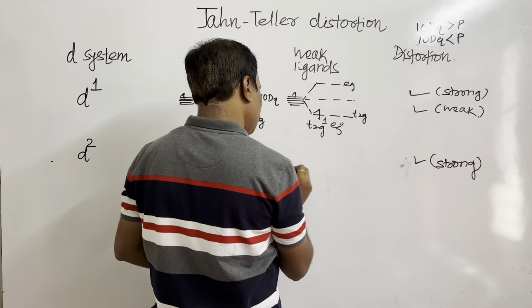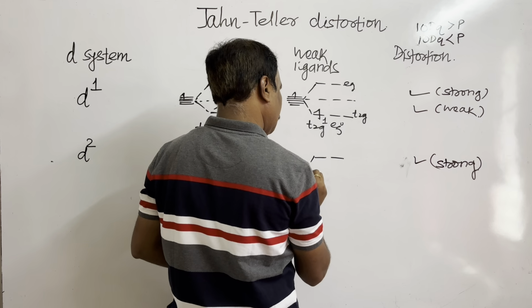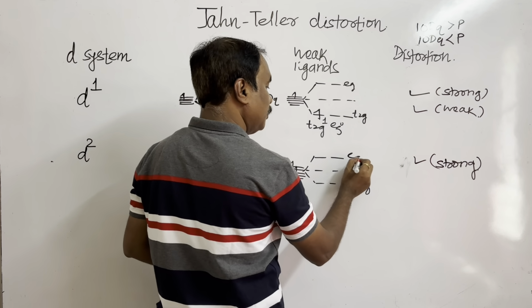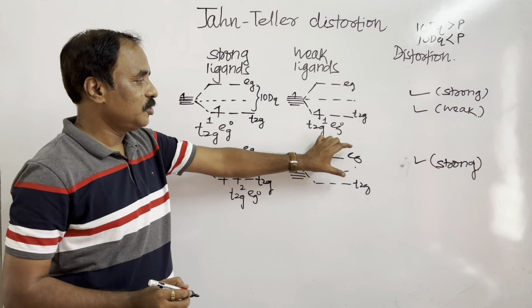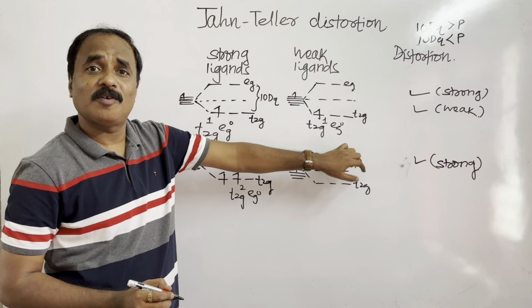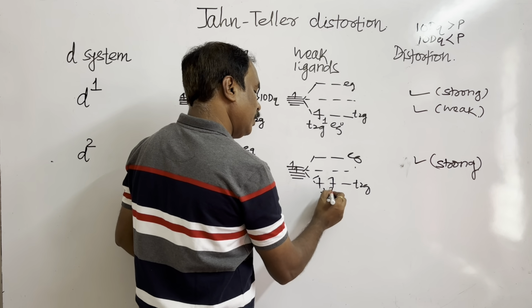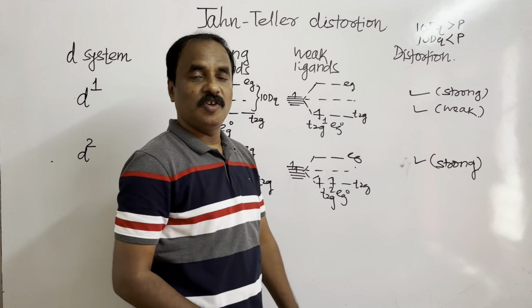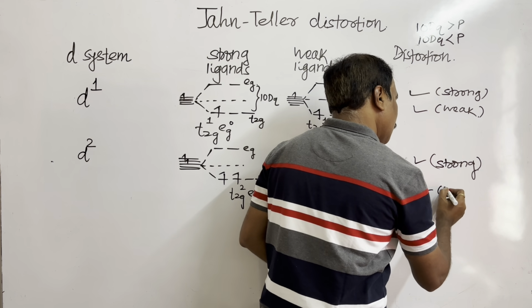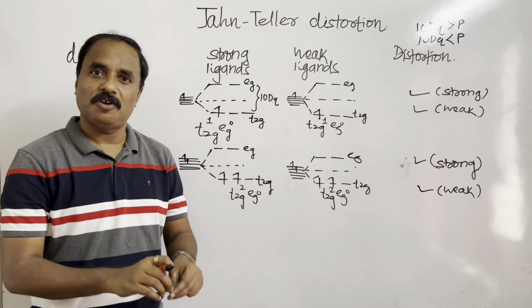So in weak ligands, what happens? 10dq is less than what? Pairing energy. Here it is t2g, here it is eg. 10dq is less compared to pairing energy. लेकिन यहाँ पर दो electrons है. Only 2 electrons are there. Both electrons will enter in t2g. Electronic configuration is t2g2 and eg0. Symmetrical और unsymmetrical, यह भी unsymmetrical है, तो यहाँ पर भी distortion होगा. Here ligands are weak. Distortion will be there.